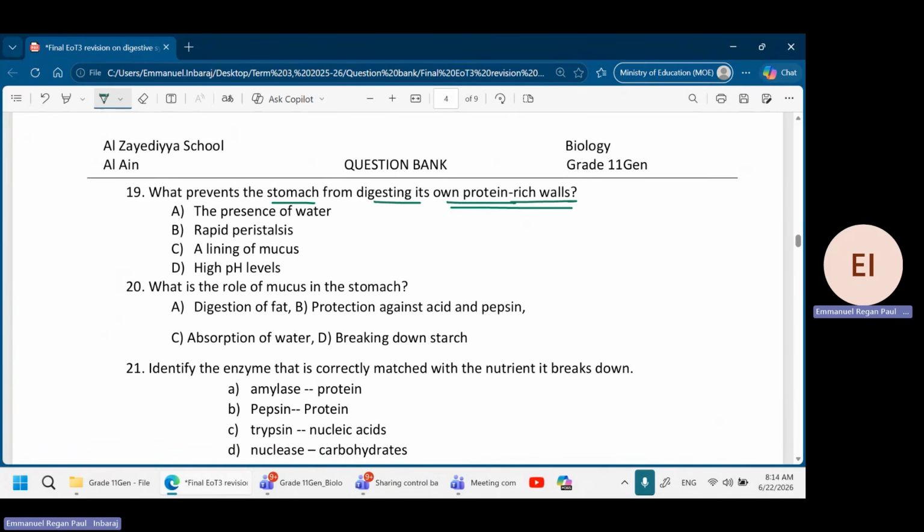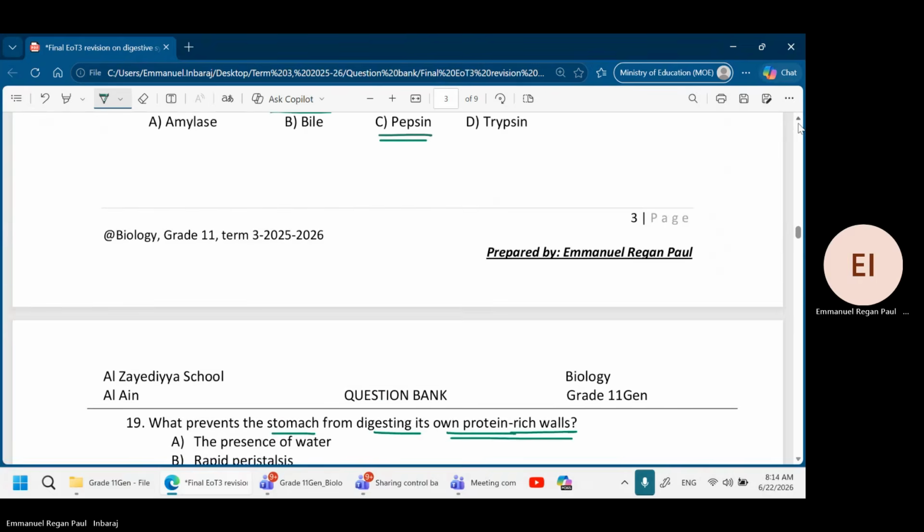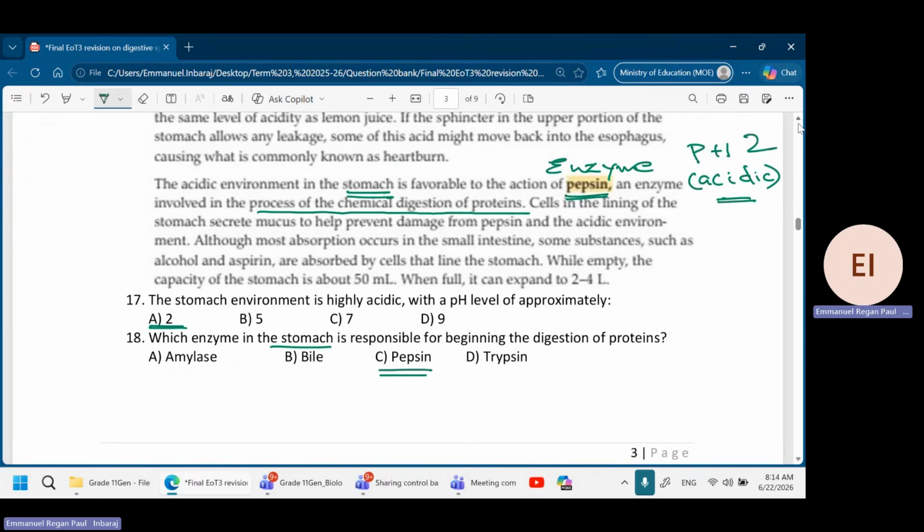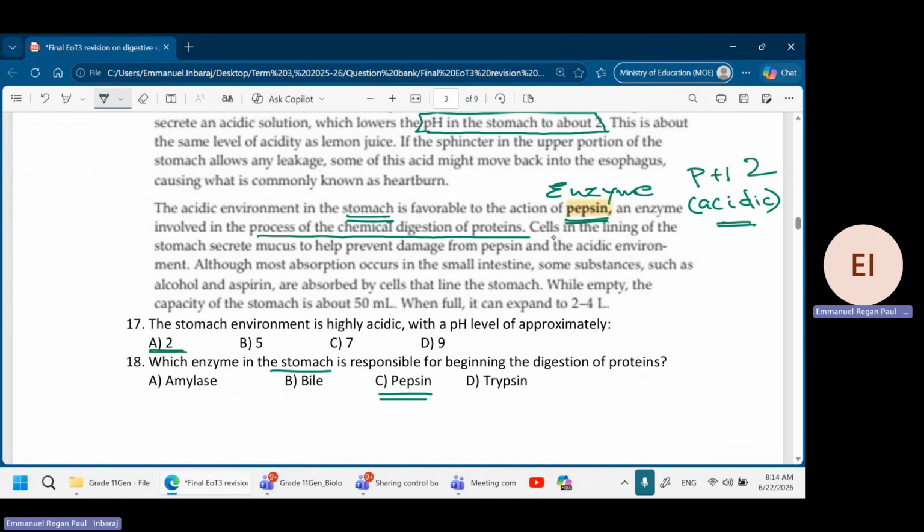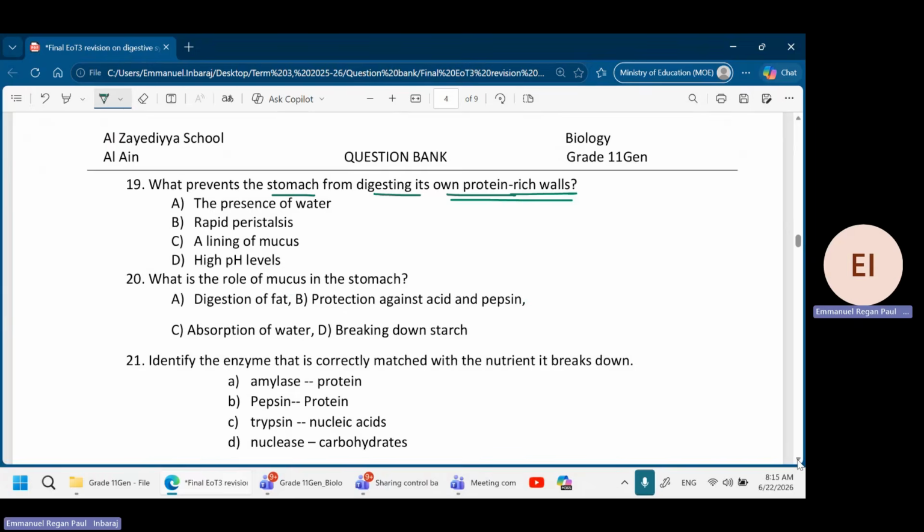This is another one. Let's go back and see. There is one more point here which I forgot. The cells in the lining of the stomach secrete mucus to help prevent damage from pepsin. So inside the stomach, you can find mucus, and this mucus helps to prevent damage from pepsin. We'll see that also here.